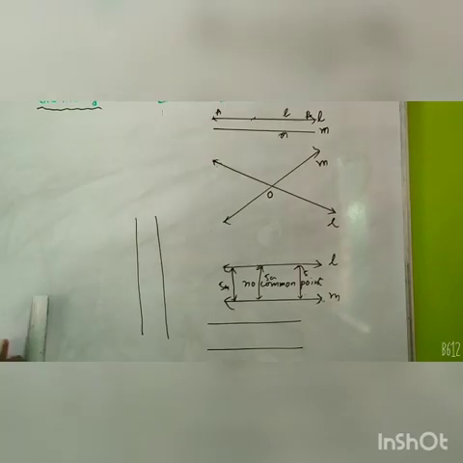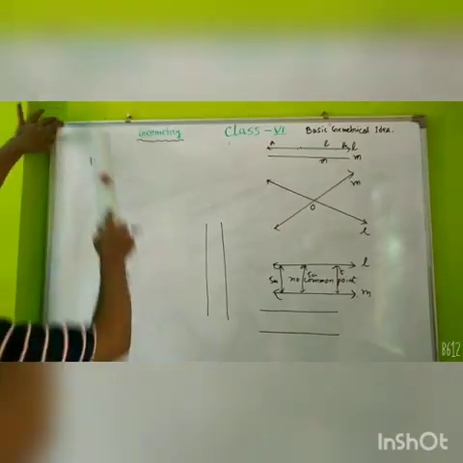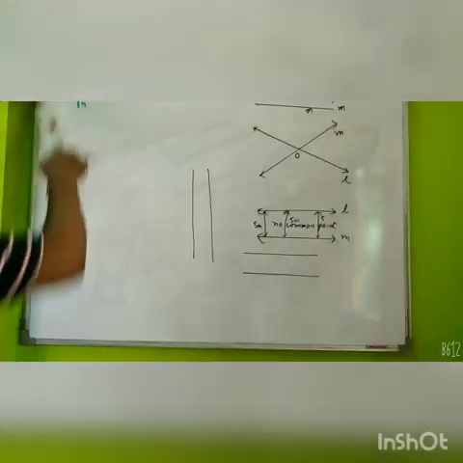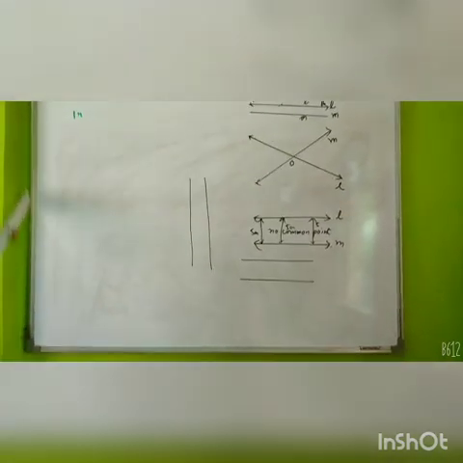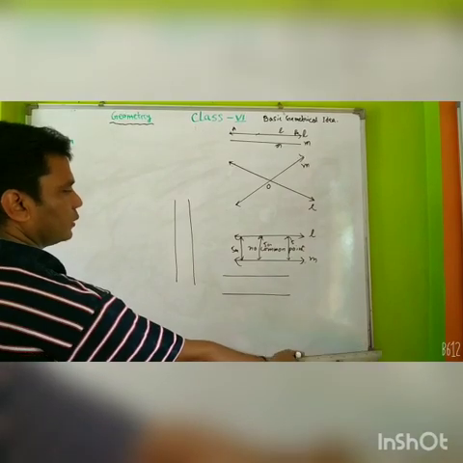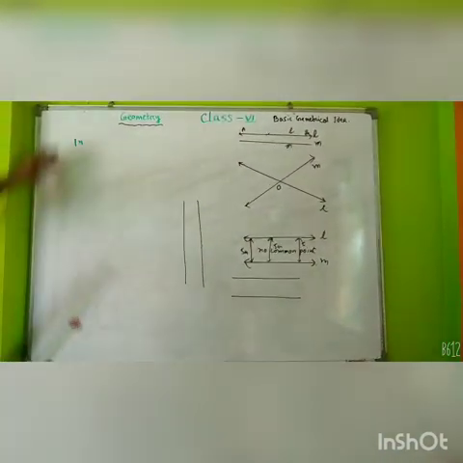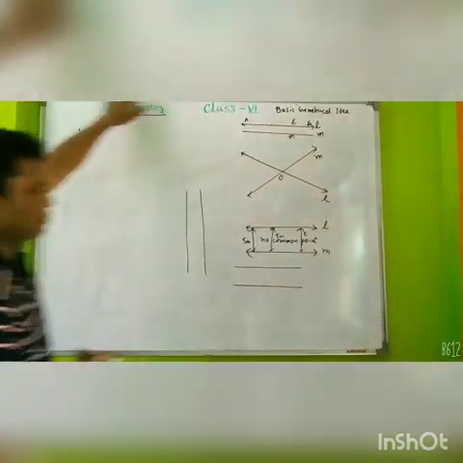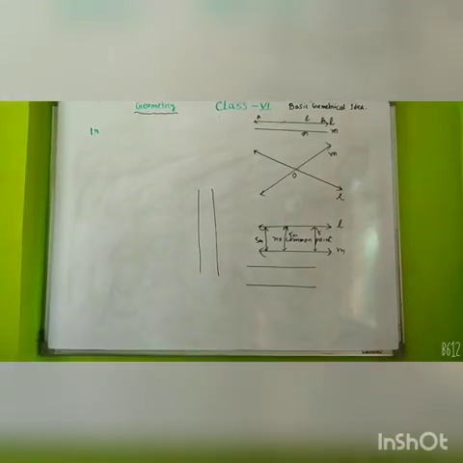Or suppose this is the whole board. This line and this line, two lines, are parallel. Here also this line and this line are parallel. There is no common point, and the distance between the two lines, this distance and this distance and this distance, is always the same. So it is called parallel lines.